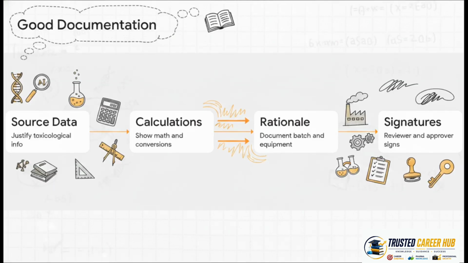So how do we avoid all this? We rely on good documentation practices. Everything you calculate must be completely traceable and verifiable. You've got to explicitly source and justify your tox data. You have to clearly show every single calculation and unit conversion. Seriously, show your math. Document the reasoning behind your batch sizes and surface areas. And finally, lock the whole thing down with signatures from a reviewer and an approver. That kind of traceable, verifiable evidence, that is your golden ticket to sailing through regulatory inspections.